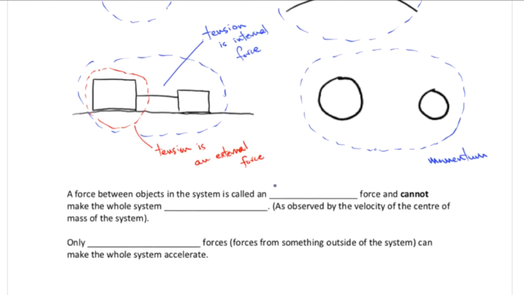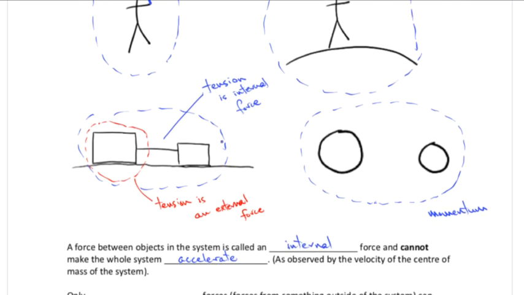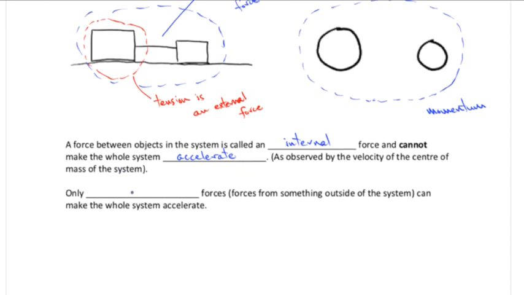So to summarize, a force between objects in the system is called an internal force, and it cannot make the whole system accelerate. That's why if you look back at the example above, pushing on your own head cannot make you accelerate forwards or backwards. It's an internal force to the system. It can't make your center of mass accelerate. Only external forces coming from outside the system can make the whole system accelerate. So that's a quick introduction to Newton's third law and a discussion of systems and internal and external forces.